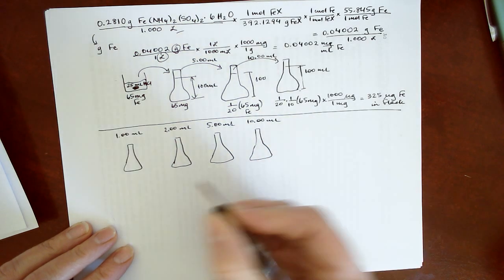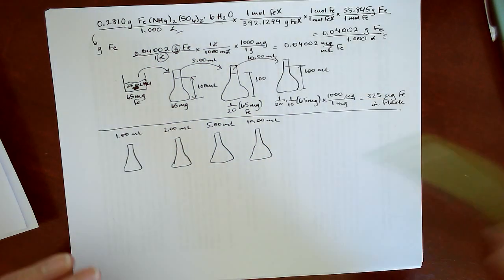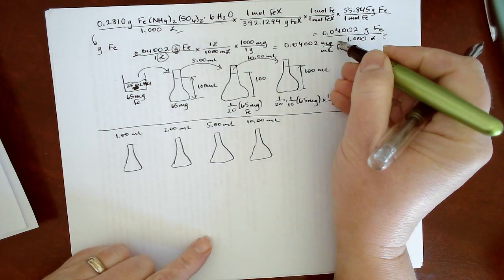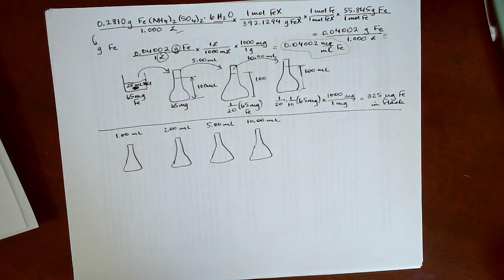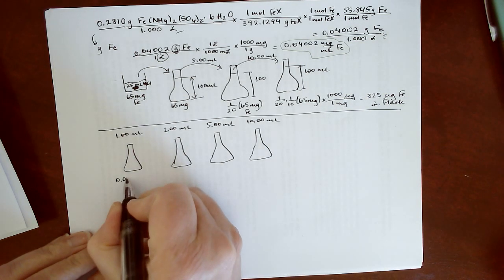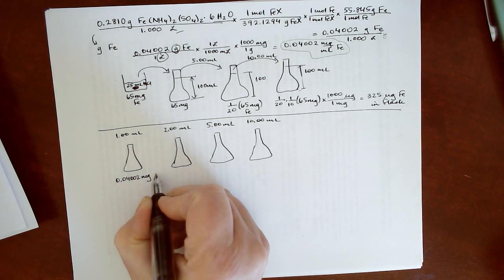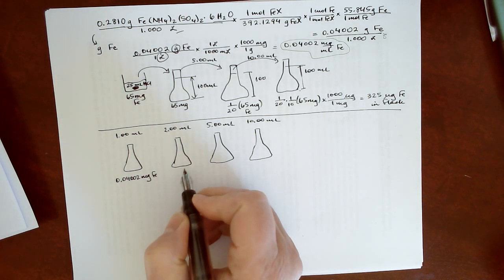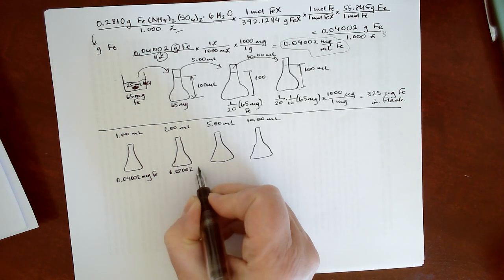Okay, and in our sample over here, in each milliliter, we have 0.04 milligrams of iron. So that means that for this sample, we have 0.04 milligrams of iron. And in this one, we've got twice that because we had 2 milliliters.